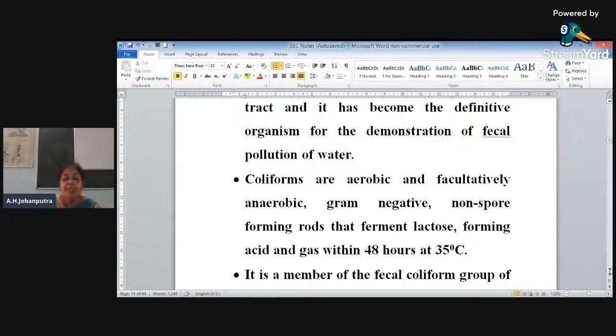What are coliforms or E. coli? They are aerobic and facultatively anaerobic. Means they can even grow in absence of oxygen or little quantity of oxygen.